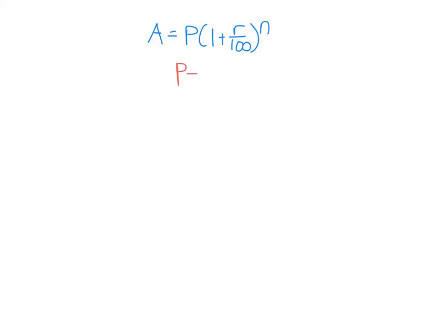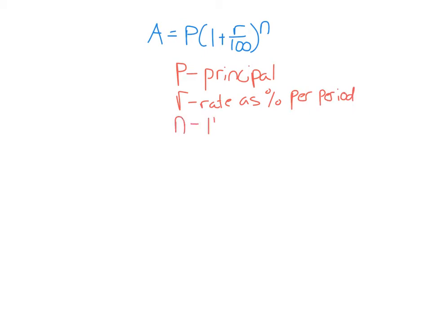So here, P, remember, is the initial amount. When we're talking interest, we call that the principal. R is still the rate as a percent, and it's the rate per period. N is the number of increases, or the number of periods, if you like. And A is usually what you're trying to find. Not always, though. A is just the amount.